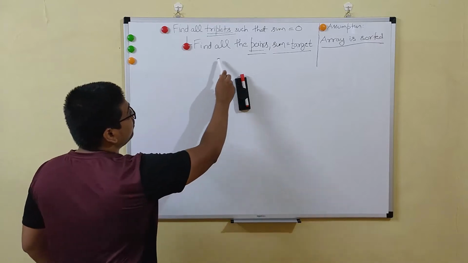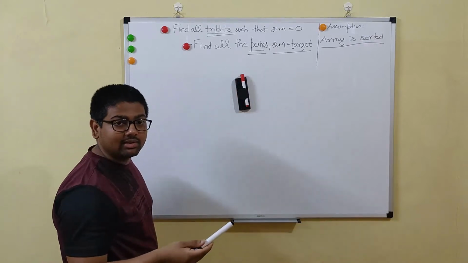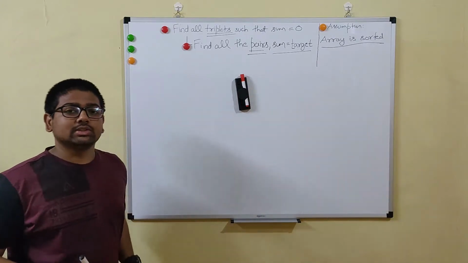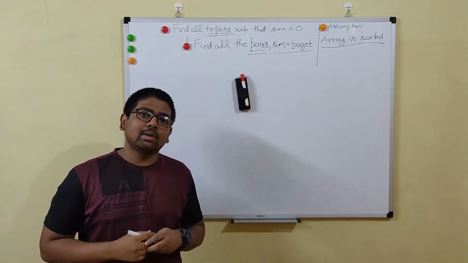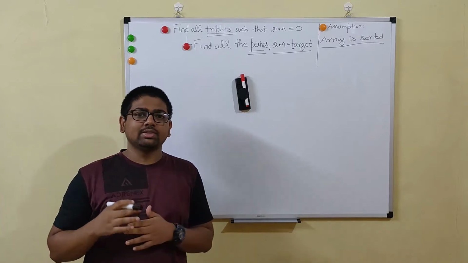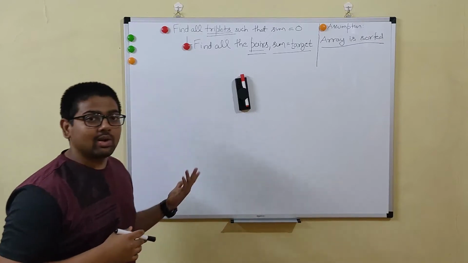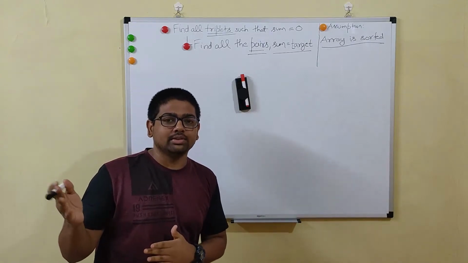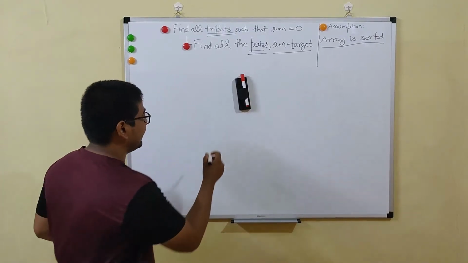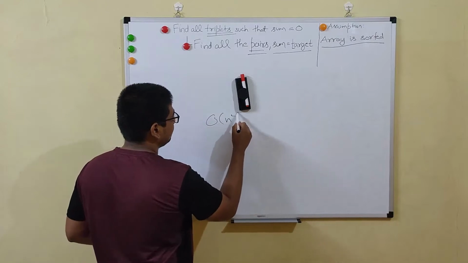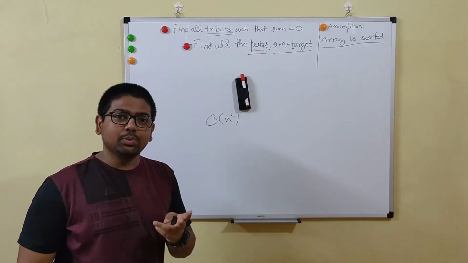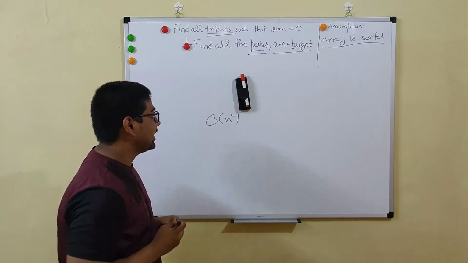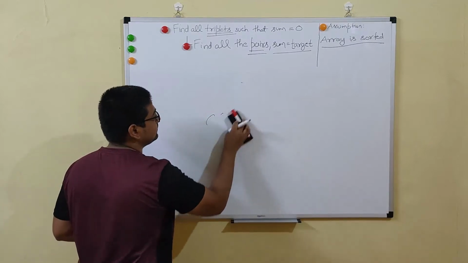The subproblem is we have to find all the pairs in a given array such that the sum of that pair is equal to target. So how can we do this? The first idea that comes to our mind would be to check all the pairs in that array and calculate their sum. If the sum is equal to target, we simply increment the count of the pairs. That will take O of n square, because we are using two loops here to get all the pairs. Can we do better than this?